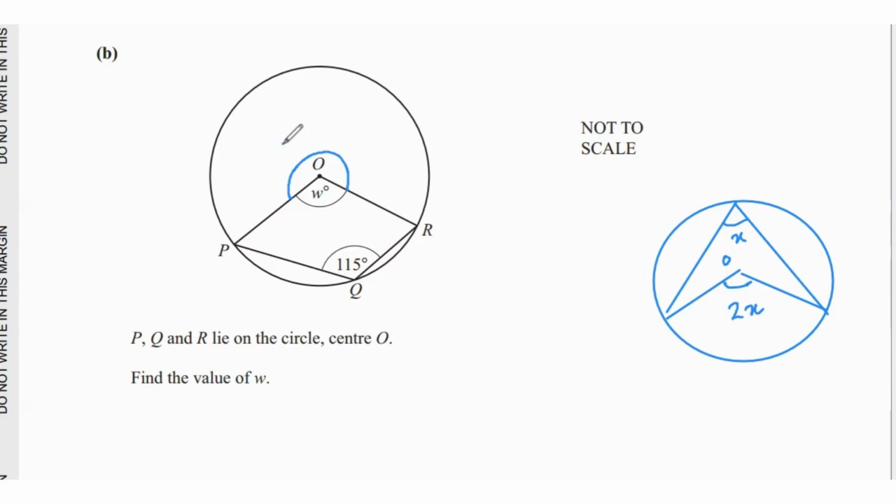So this angle outside is 2 times 115. So 2 times 115 is going to give us 230. So to find W, we do 360 minus 230, and that gives us 130 degrees. That's your answer.